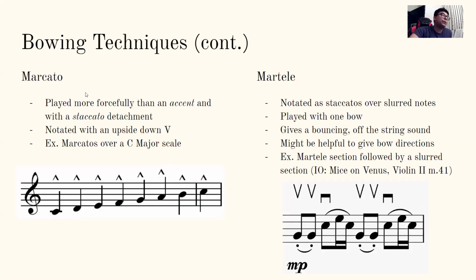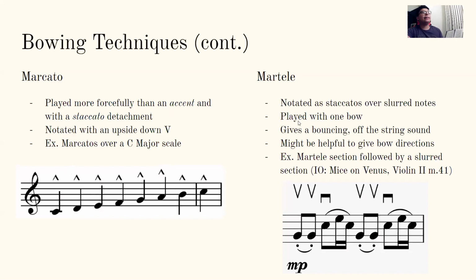Next we have the marcato. The marcato is played more forcefully than an accent with a staccato detachment. This is something you want to use for a big, marchy section. And they're notated with an upside down V or a caret. And here's how marcatos look over a C major scale.